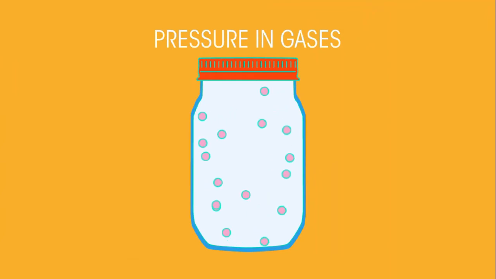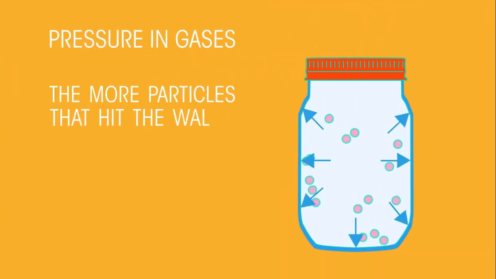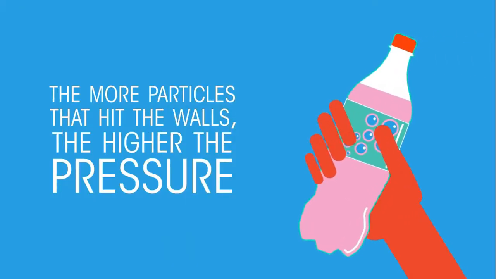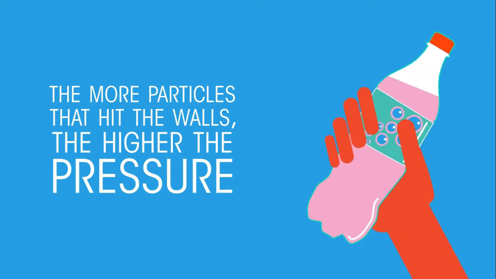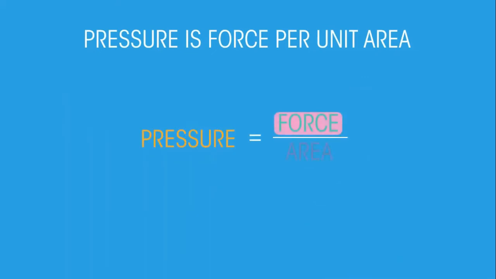Gases exert a pressure on any surface which they are in contact with. The more particles that hit the walls of the container, the higher the pressure, like when you shake a Coke bottle, and as it fizzes, the bottle feels harder than before. This is the gas particles pushing against the plastic bottle. So we have the equation. Pressure is force per unit area.